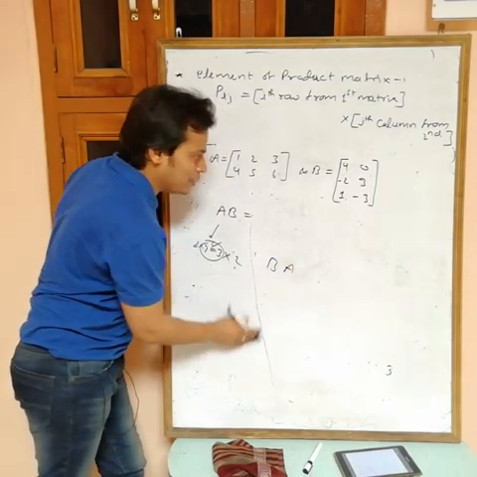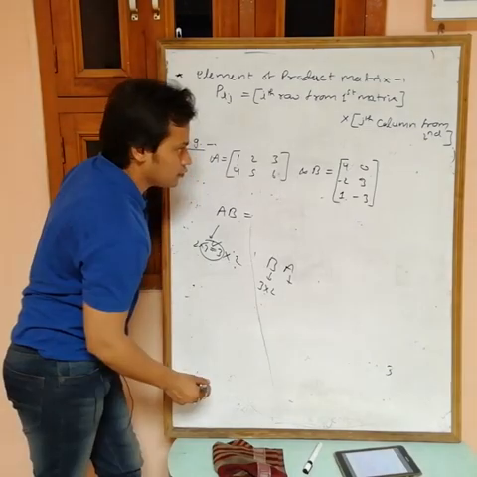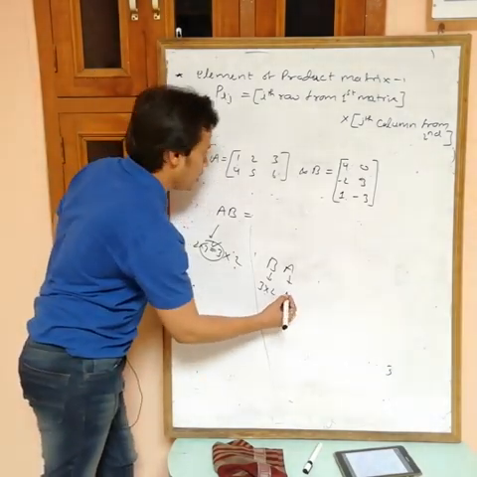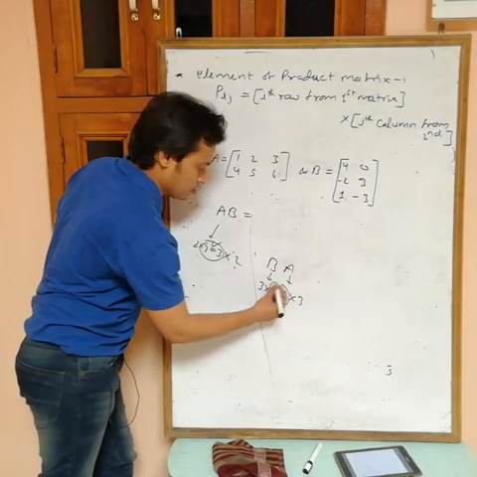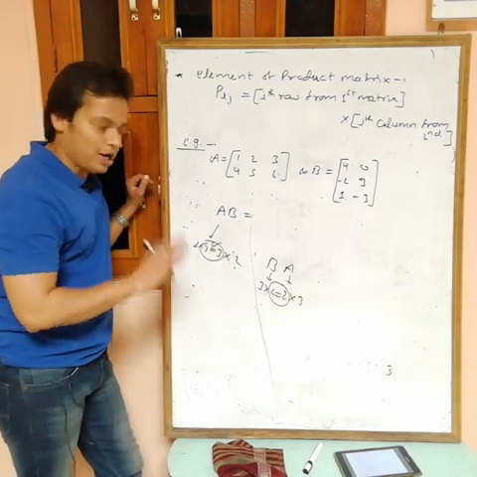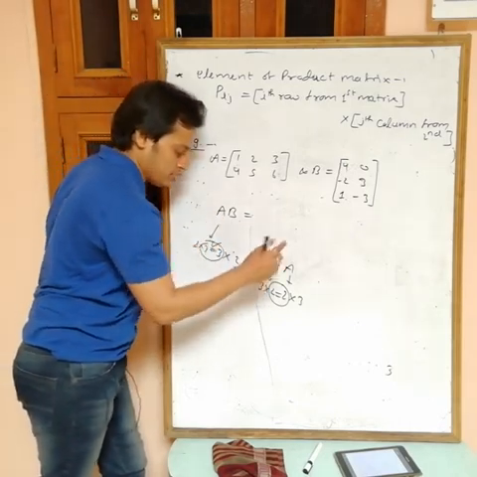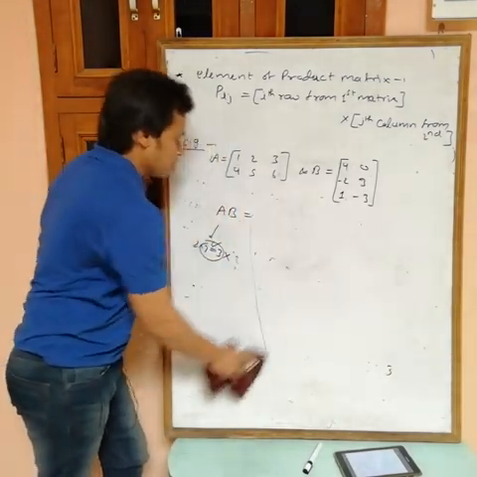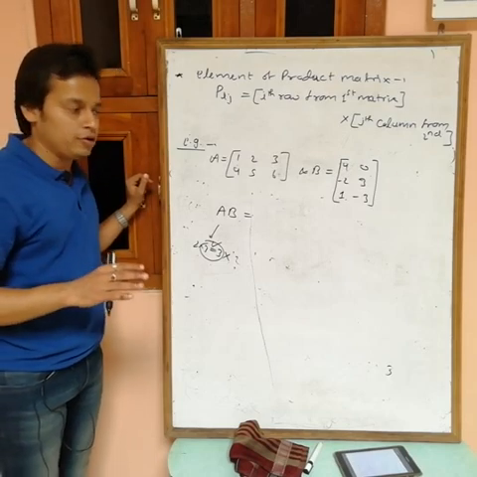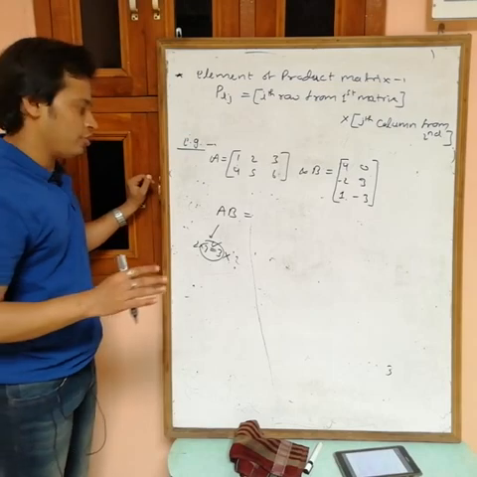If you try to find BA, the order of B is 3 by 2 and A is 2 by 3. Both are same, so BA is also defined. But the orders of the two products are different. The order of AB is 2 by 2 and the order of BA is 3 by 3. But sometimes if AB is defined, it is not necessary that BA is also defined. You will get some examples in which only AB is defined but BA is not defined.